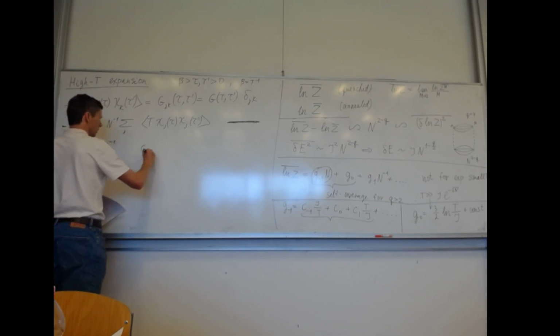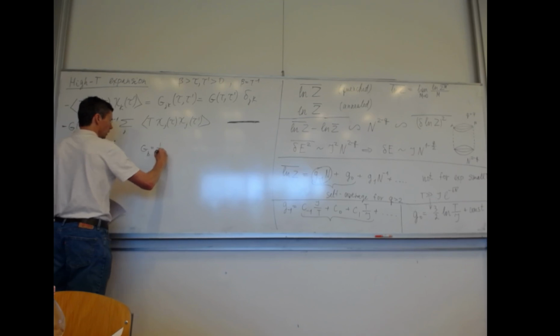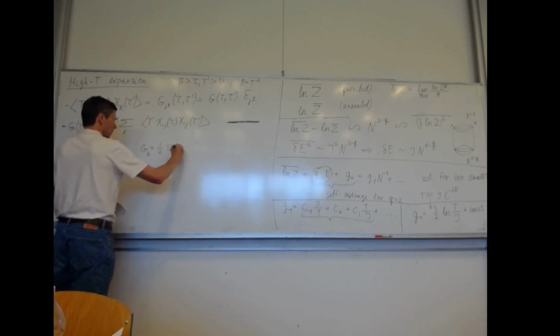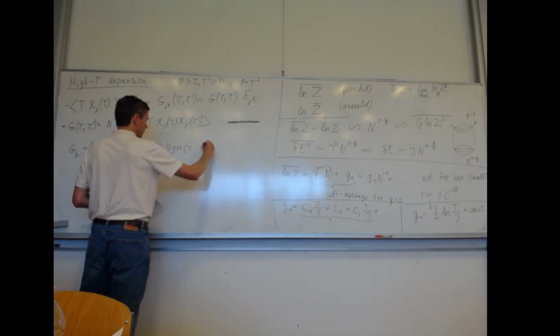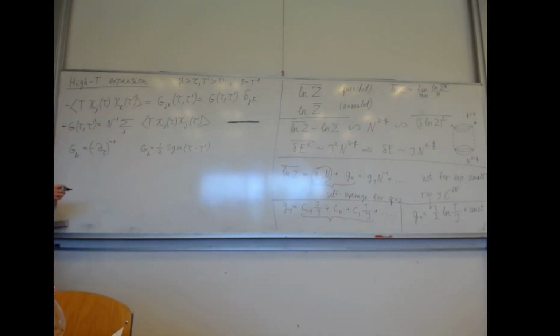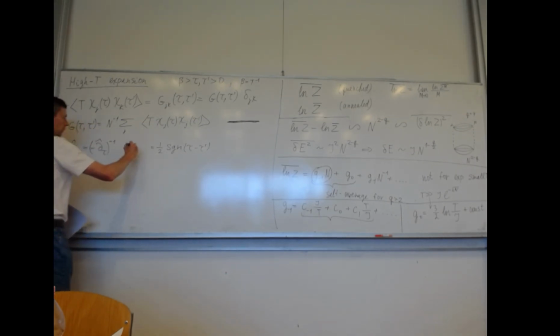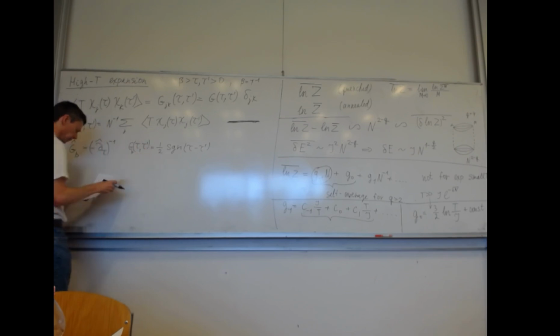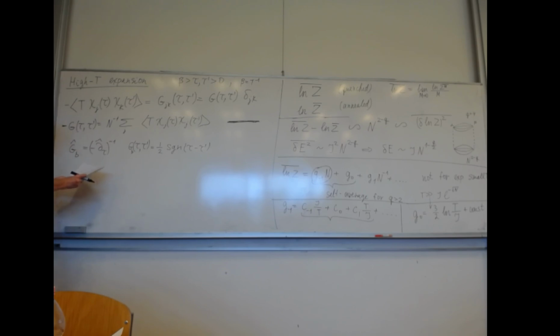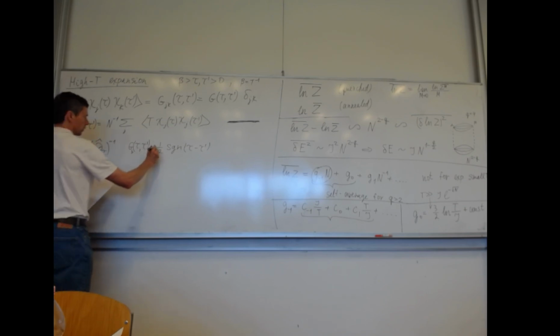And more exactly, the bare Green function is 1/2 sine of tau minus tau prime. This is the more explicit form, and that should be minus 1.